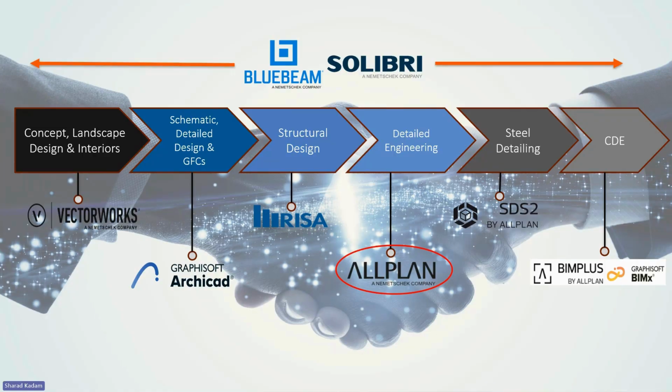Bluebeam is basically for the PDF part: any PDF marking and cloud collaboration can be done in Bluebeam. And then we have Solibri, which is mainly for clash checking. Rule-based and role-based clash checking can be done with Solibri. So these are the various software products that belong to the Nemetschek family.